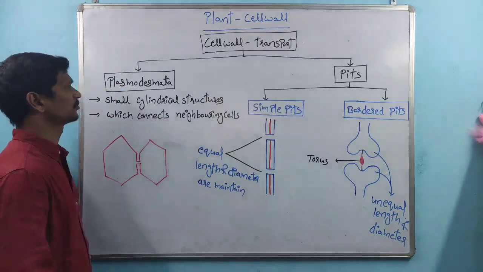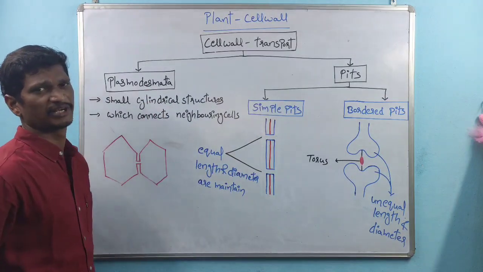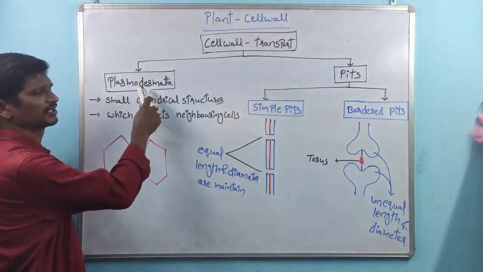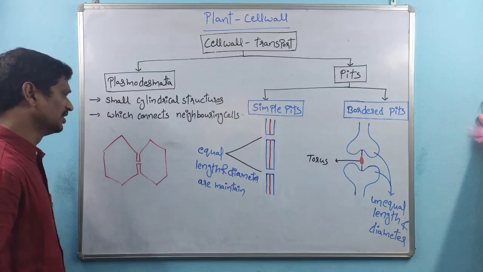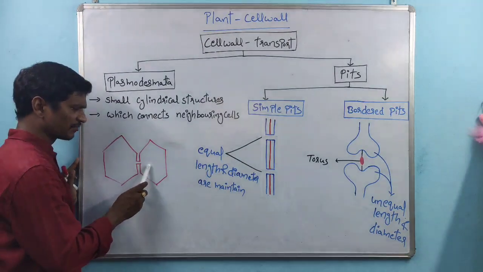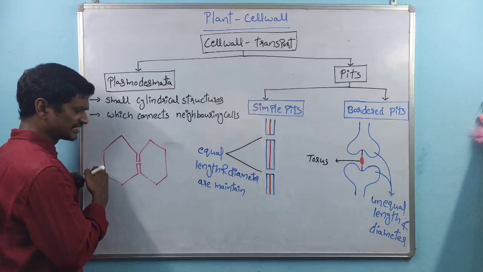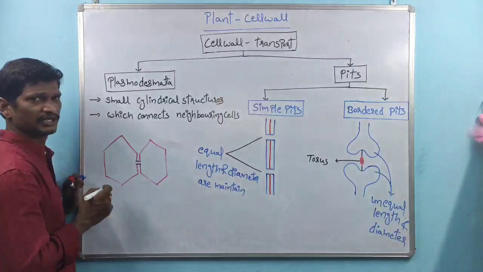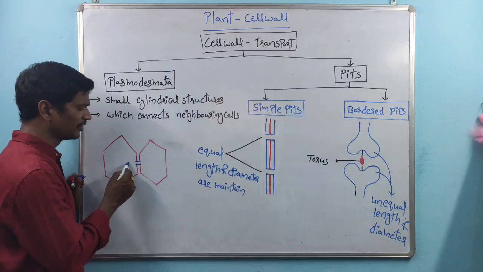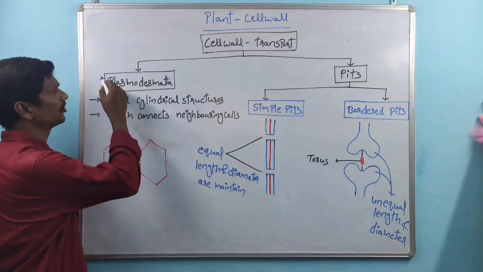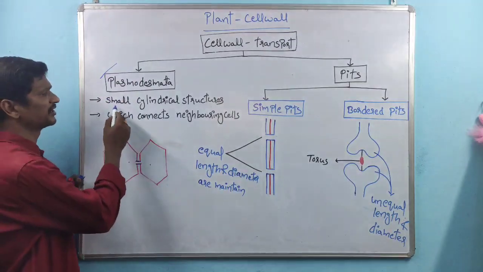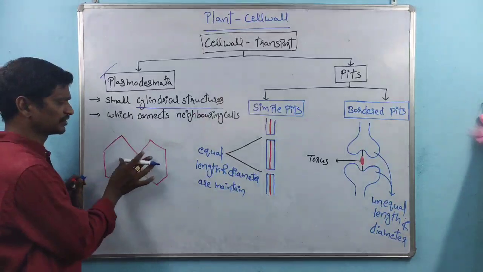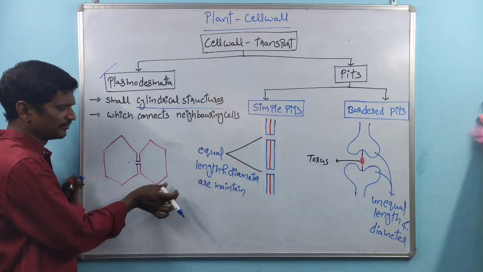Coming to the transportation process, the very first one is the plasmodesmata, right? What is plasmodesmata? This is one plant cell and this is another plant cell. Between these two cells there are cylindrical structures, which are involved in the transportation of molecules from one cell to another. These are called plasmodesmata. Plasmodesmata are small cylindrical structures which connect the neighboring cells. Suppose this is one cell and this is another cell, maybe here another cell.